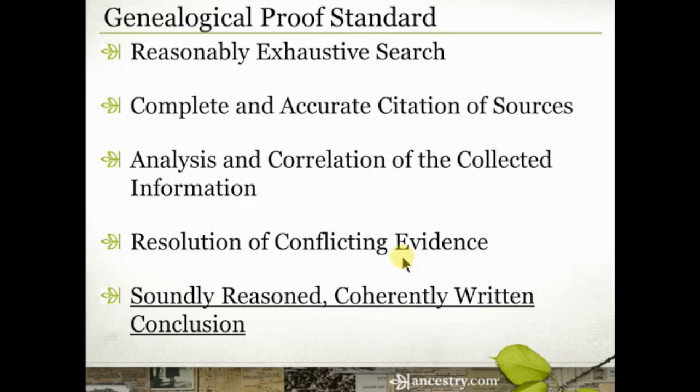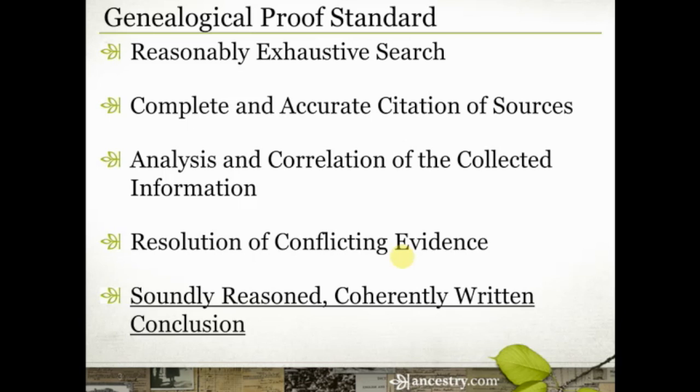Now, let's just review the 5 parts of the Genealogical Proof Standard. Today we're talking about the 5th and final one. If you haven't watched the previous videos, I would encourage you to do that. They're out on our YouTube channel. I will have them all in their own playlist later today so that you can see them all in order. The first standard is a reasonably exhaustive search. The second is a complete and accurate citation of your sources. The third is an analysis and correlation of the collected information. The fourth is a resolution of conflicting evidence. And the 5th is a soundly reasoned, coherently written conclusion.